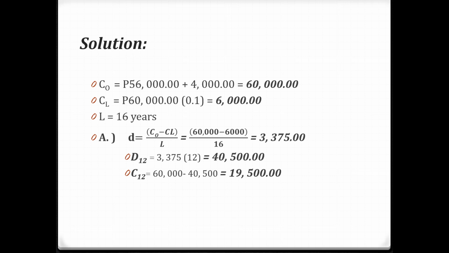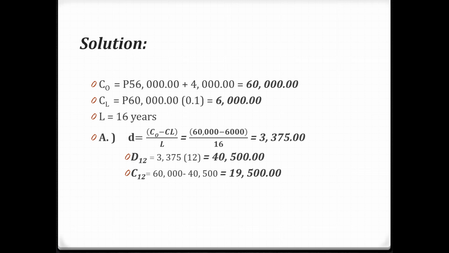So, again, we determine the original cost by also adding yung installation cost na 4,000. So, 56,000 plus 4,000, that is 60,000. At yung salvage value niya, according to the problem, is 10% of the original cost. And the original cost happened to be 60,000. So, 10% of that is 6,000. Okay? So, the useful life is 16 years.